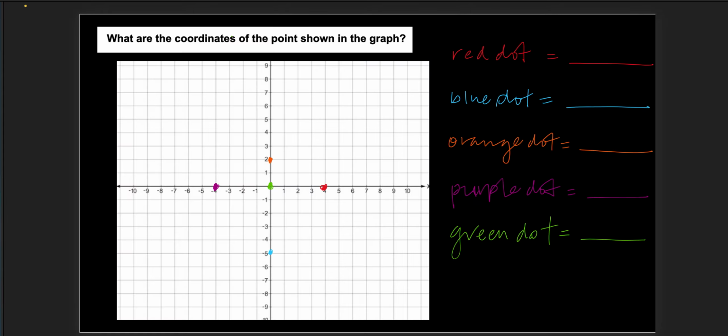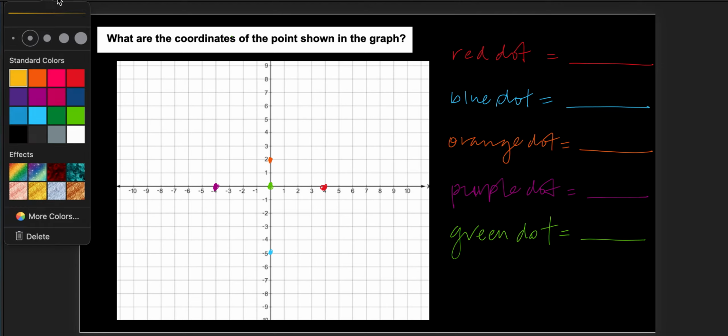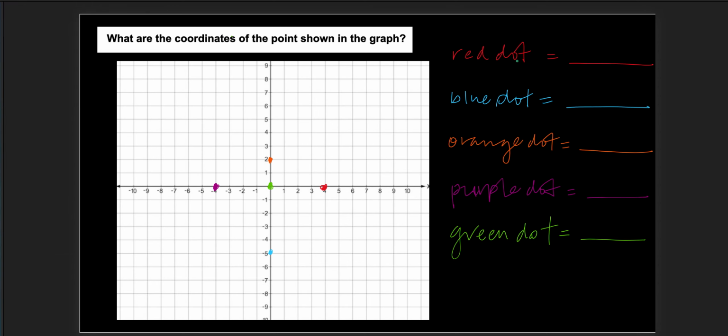Now, on this problem, you'll have what are the coordinates of the points shown in the graph. I put a bunch of points, but you'll be given one. So for the red dot, you can pause the video and write down the coordinates of all these points and see if you get them correct, because this should be review, sort of. So what we do is look at the red dot. The red dot's right here. And this is the x-axis, and this is the y-axis.